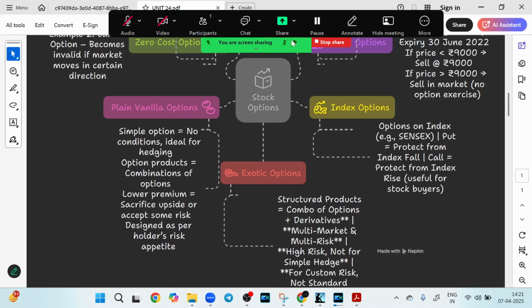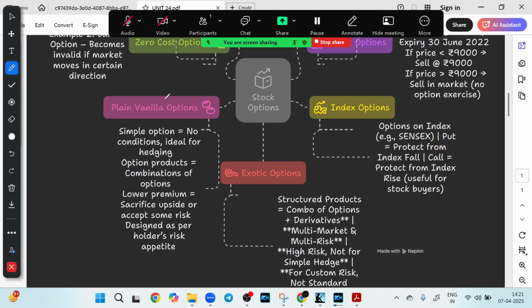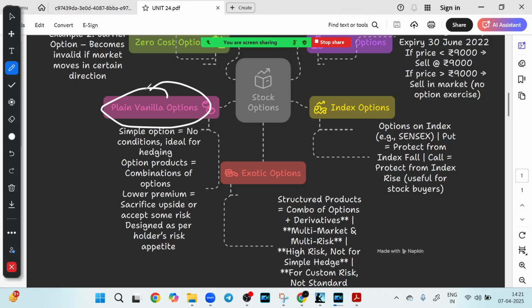That means you either sacrifice upside or accept some risk, right? So design as per holder risk appetite. And there's something called zero cost option. You know about the zero cost option? Let me tell you. So you can see zero cost option. Plain vanilla option, just now I told you, zero cost option.